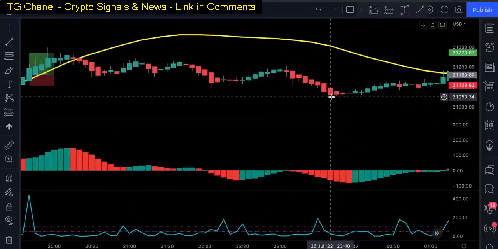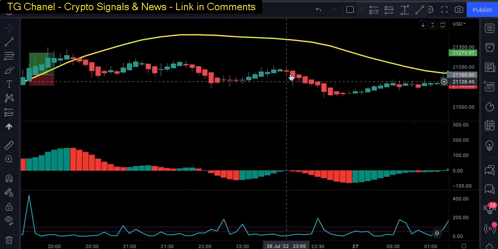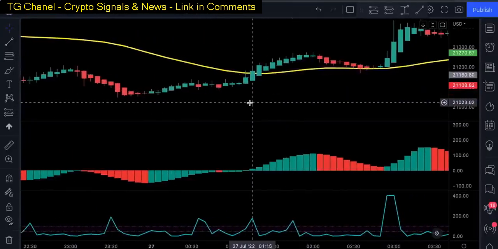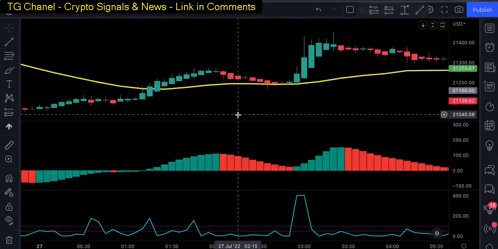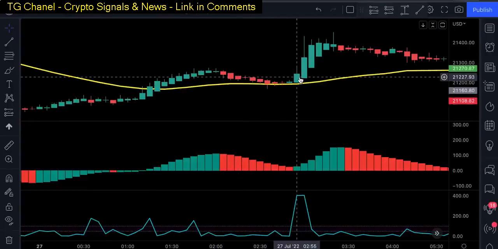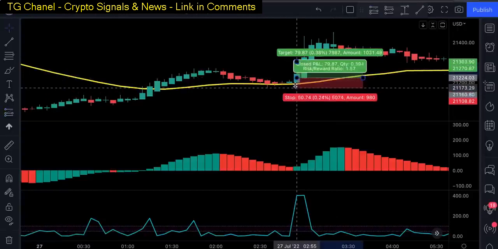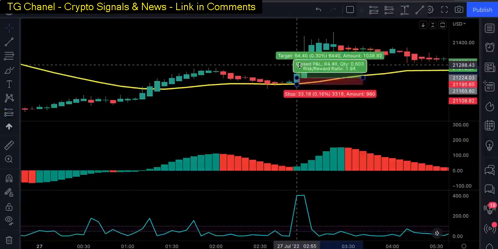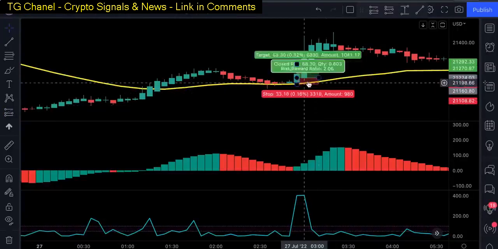Then the market moved into consolidation stage and we didn't get any valid signal to take a trade. But once the market started trending, we see that our strategy gave us a long entry. And again, this trade turned out to be profitable.